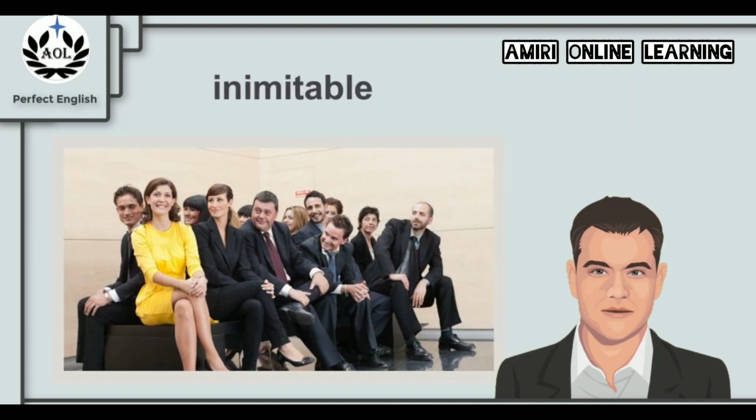And now for the next key word, inimitable. Now, if you look at the picture, you can see that we have a group of people, most likely professionals in a company, but there is one person that stands out from the whole group. It is the lady in the yellow dress. You can see that everybody is looking at her with admiration. All of that is good, but how does that relate to the word inimitable?